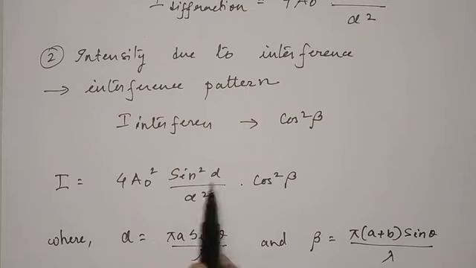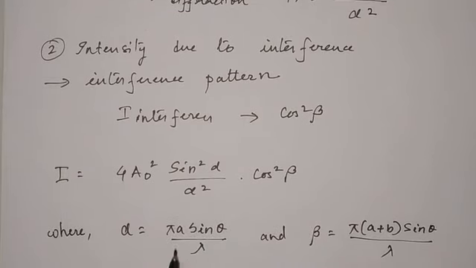So what are these alpha and beta? We already know that alpha is pi a sine theta by lambda, which is for the single slit. We have already found the expression in the single slit pattern. Alpha equals pi a sine theta by lambda, where theta is the angle of the diffracted ray, a is the width of the single slit, and lambda is the wavelength of the light employed. And now what is beta? Beta comes for the interference. Here alpha comes for the diffraction, with a the width, and beta comes for the interference.